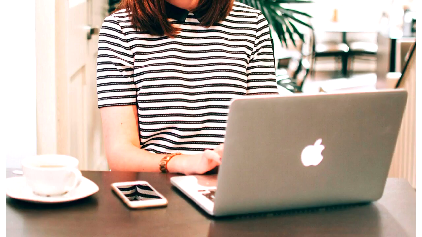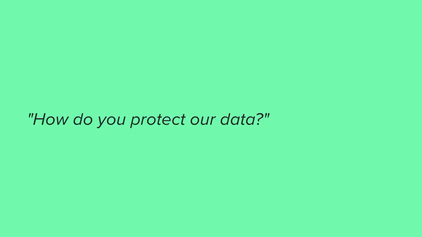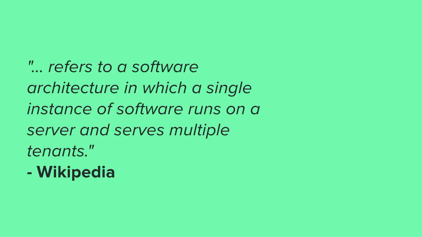And you go to the head of IT, and you explain. She asks a lot of questions. And at some point, she's going to ask you, how do you protect our data? Because a big corporation doesn't want to leak their data. So that's the point where you'll be glad you know about multi-tenancy. So what is multi-tenancy at first? From Wikipedia, it refers to a software architecture in which a single instance of software runs on a server and serves multiple tenants.